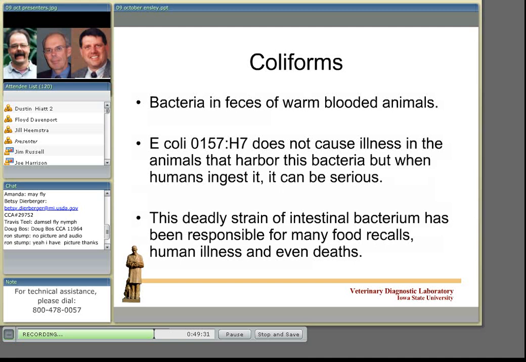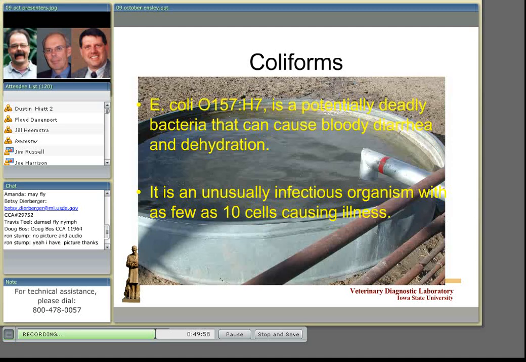Some things about the E. coli 0157 is that it does not cause illness in animals that harbor the disease, but only in humans when they ingest it. And there's been great concern about the spread of 0157 and the potential for it to cause illness in humans. In humans, it's a potential deadly bacterial pathogen that can cause death or severe illness, and it does not usually take very many organisms in order to cause death in humans.